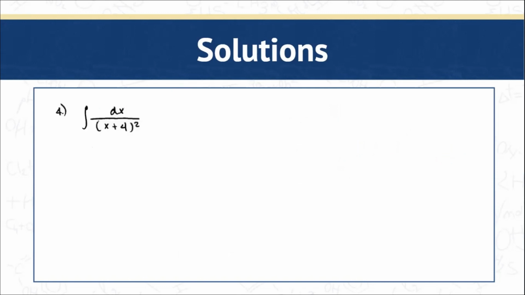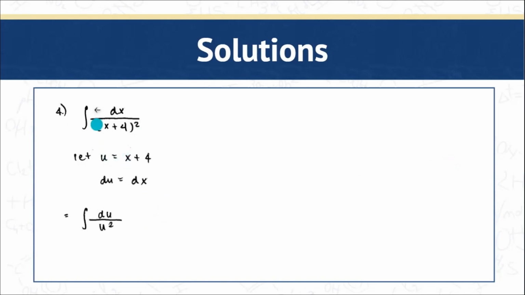Okay, moving on to number 4. We are going to be integrating dx over the quantity x plus 4 squared. And then here, again, the part in the denominator that is inside the parentheses is the part which probably complicates the problem. So maybe we could try letting u be equal to x plus 4. And then du would then be equal to dx.